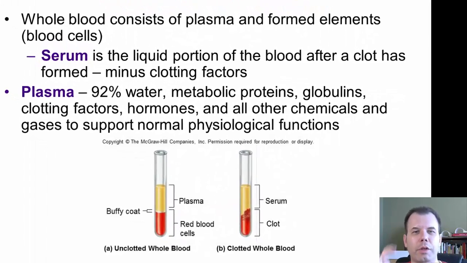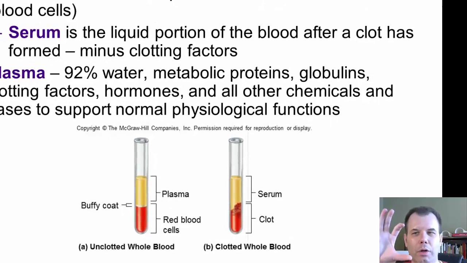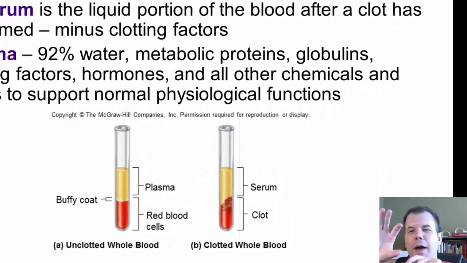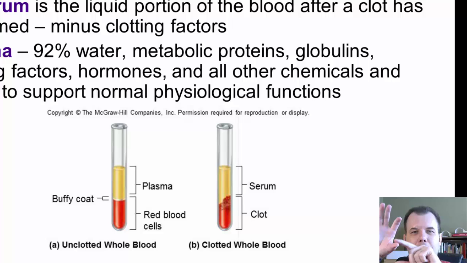And again, if you spin blood down, you can separate it into its different parts. You have the liquid that sits at the top. You get this little fuzzy area in the middle, which is the white or buffy coat, and we'll talk about that. And then you have the red that sits at the bottom. You can see this on the slide here: the plasma, the buffy coat, and the red blood cells.